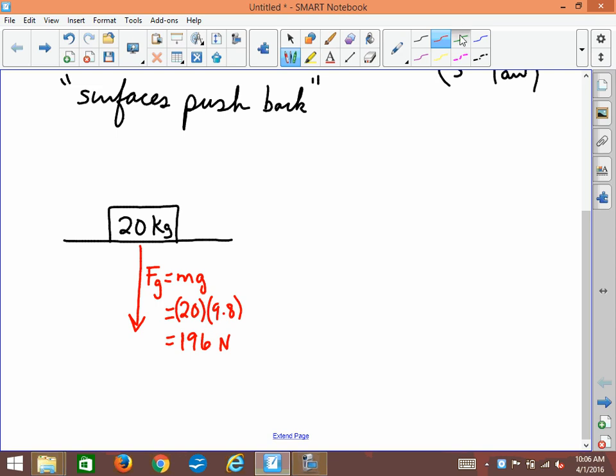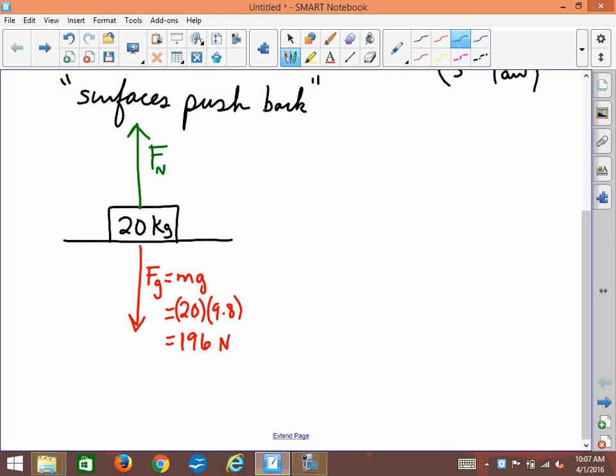And that other force is the ground pushing back against the gravity that's trying to pull the block down. So the ground pushing up is what we call the normal force. I'm going to call it Fn, the normal force.